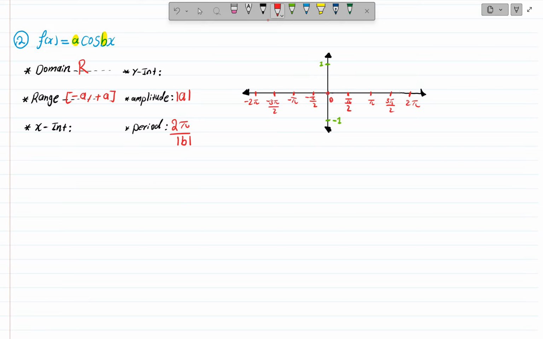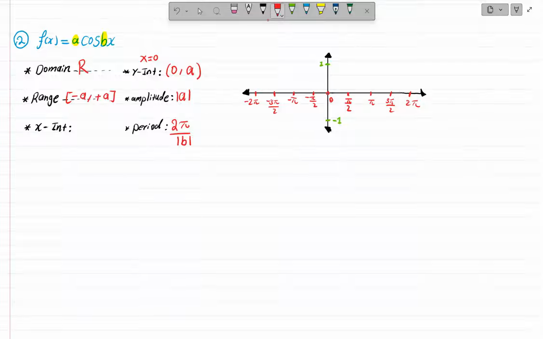The y-intercept is different. The y-intercept is where x equals 0. If x equals 0, then cosine of 0 equals y, so cosine of 0 equals 1. So the y-intercept for this function is not (0, 0). It's going to be 0 and the value of a. If the value of a is 1, it starts from 1. If it's 2, it starts from 2. If negative 2, it starts from negative 2. If 3, it starts from 3, and so on.